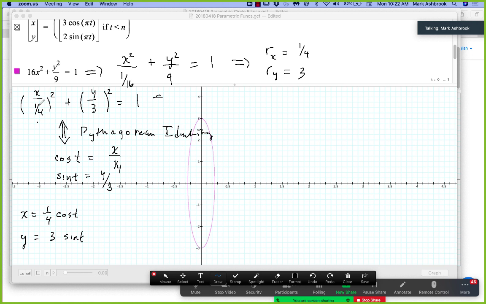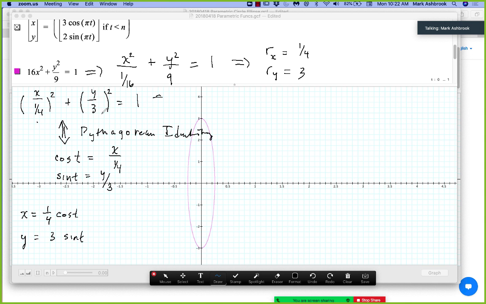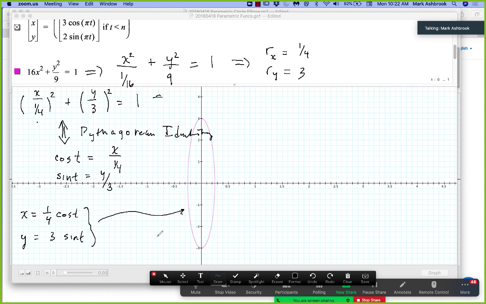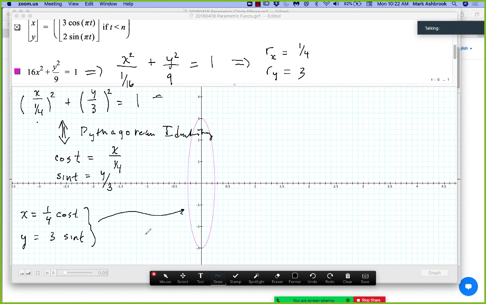Based on letting cosine be inside these parentheses and sine be inside these parentheses, we get x equals 1/4 cosine t, y equals 3 sine t. And that would be the parametric function for the same ellipse that this was the equation of x and y for.